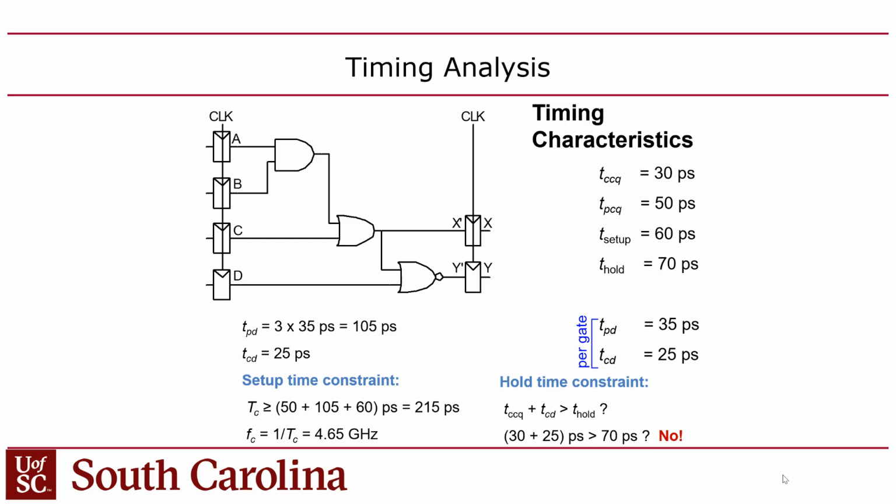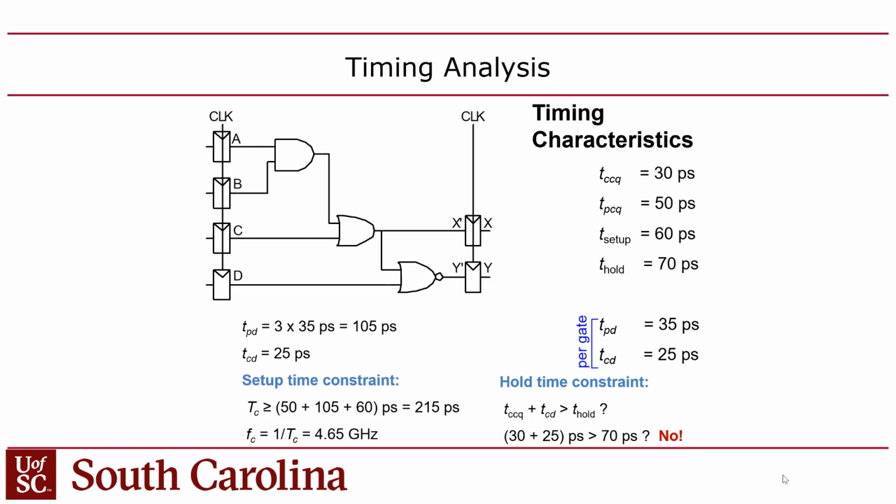The hold time is going to be the contamination delay of the flip-flop plus the contamination delay of the logic, the short path, the single gate. So it's going to be 30 plus 25, right? And that is 55 picoseconds. In other words, 55 picoseconds is the shortest amount of time before this guy is going to get an update on his D input, right? But that has to be greater than the hold time, right? Well, the hold time is 60.